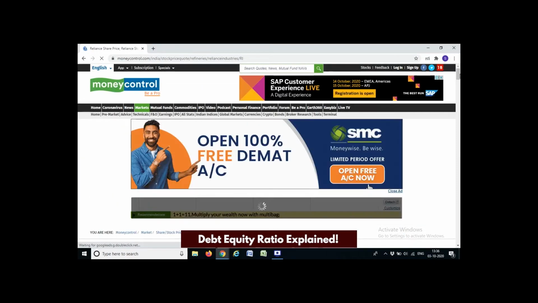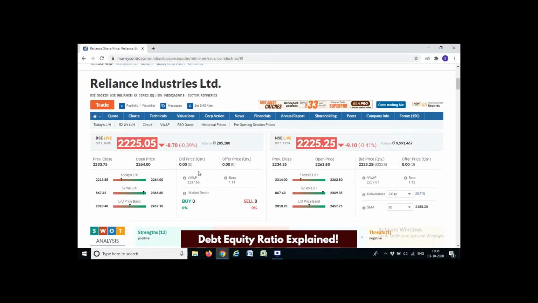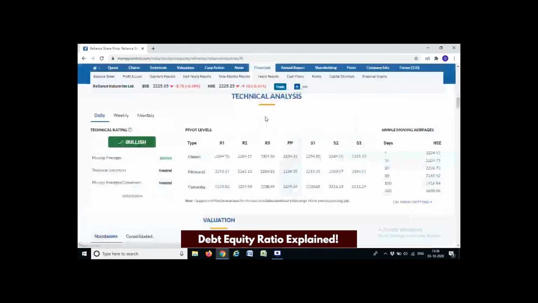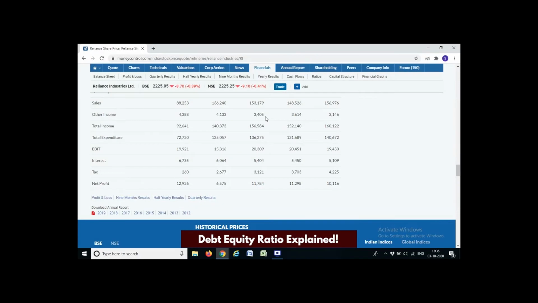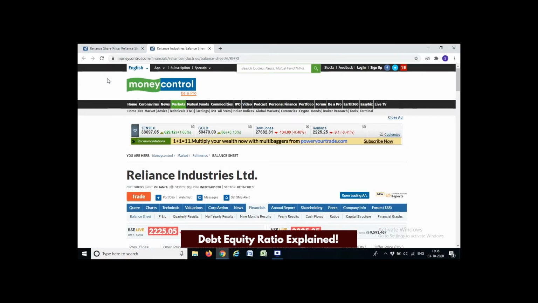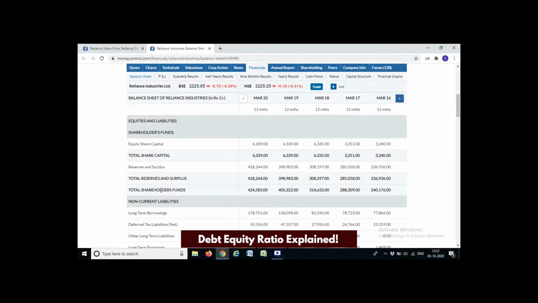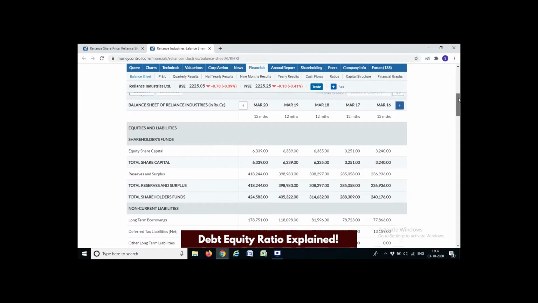Now when you go to Reliance Industries, obviously this will give you all the summary of its prices, volumes, highs, lows, etc. What we are really looking for is financials here. So let's just go to financials. Now, when you click on financials, you'll see tabs here of balance sheet, profit and loss, etc. So let's go to balance sheet because we are actually looking for debt and equity, which is a part of the balance sheet.